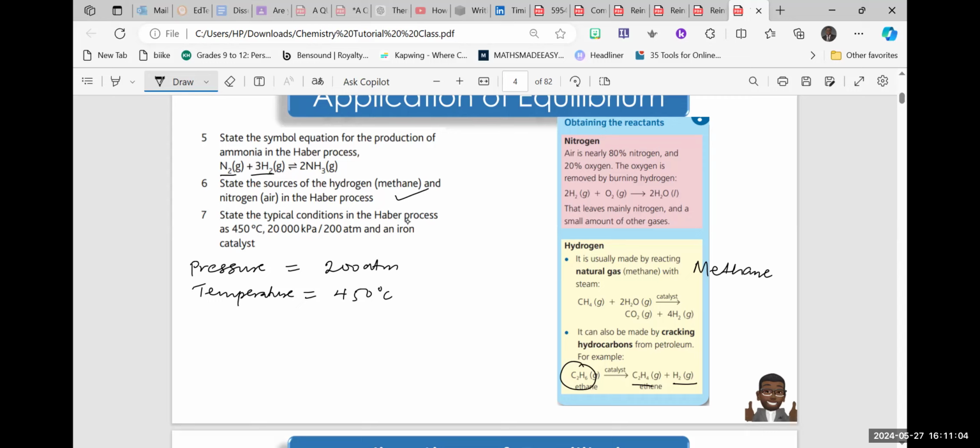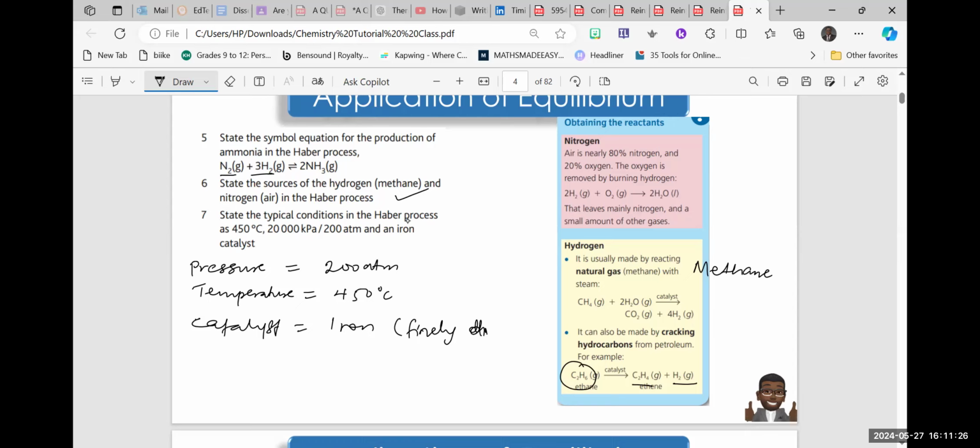Well, okay, so then what about the other thing required, the catalyst? Because both of them require a catalyst. The catalyst in the Haber process is what? It is iron. Some will say finely divided iron. Finely divided simply means that it's powdery iron.